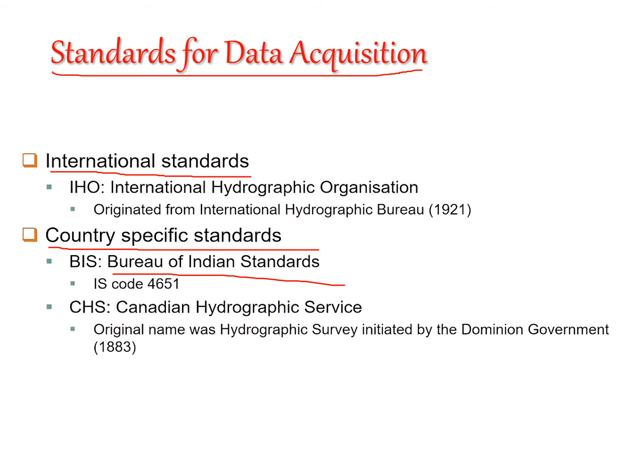The international standard is the IHO, the International Hydrographic Organization. It was established in 1921 and is governed by the International Hydrographic Bureau, which is the body governing all these things. As far as India is concerned, we follow IS code 4650 through the BIS, which we will also see after this. Another country specific standard is the Canadian Hydrographic Service, which is for Canada.